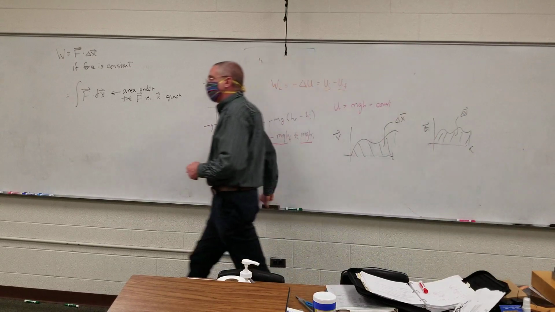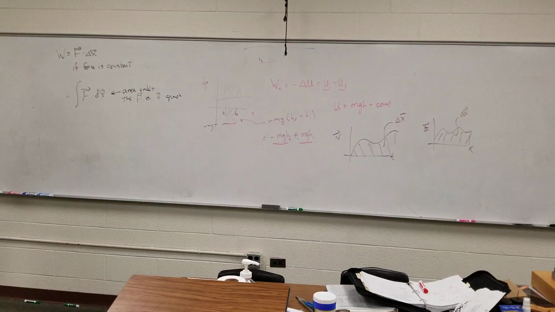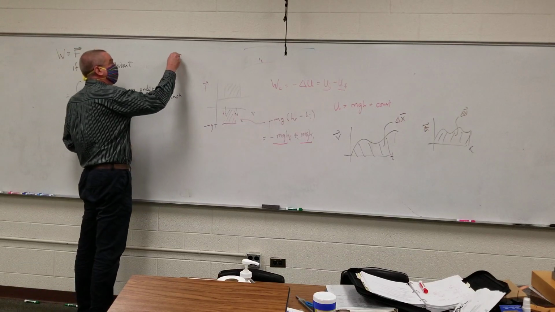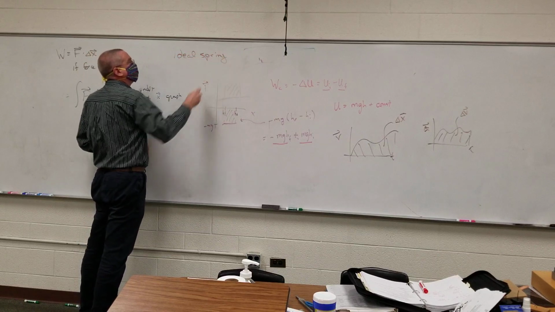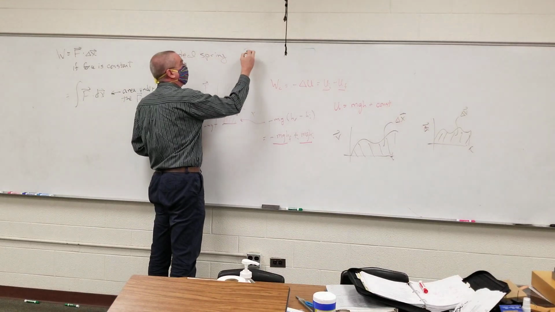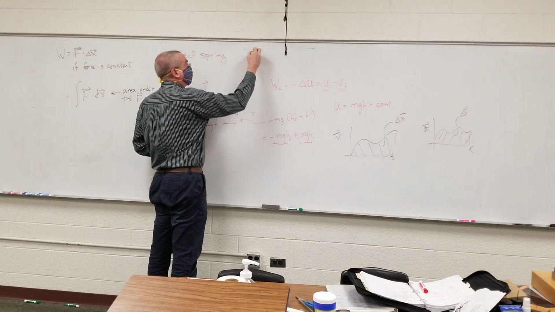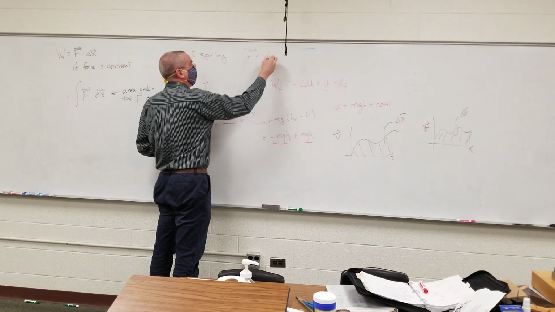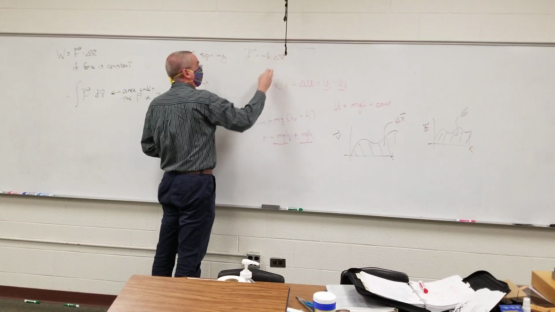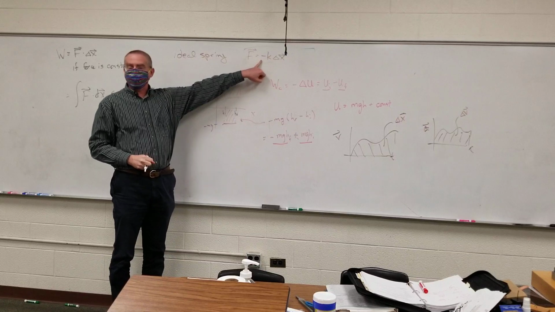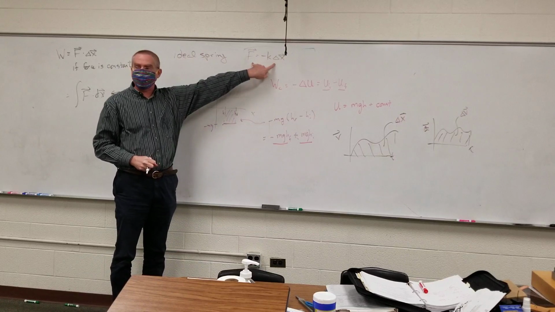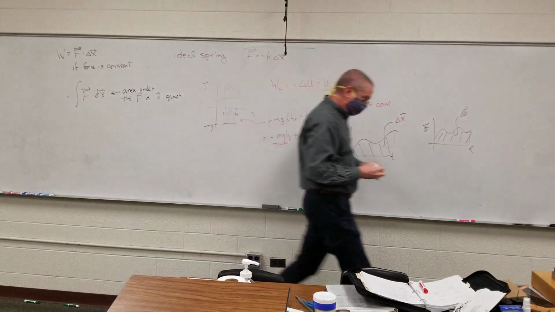All right, so now I want to take this generalization and apply it to a different case. The case of the ideal spring. In an ideal spring, the force exerted by the spring is negative k delta x. The negative sign indicating direction, the fact that the force and the displacement are in opposite directions.